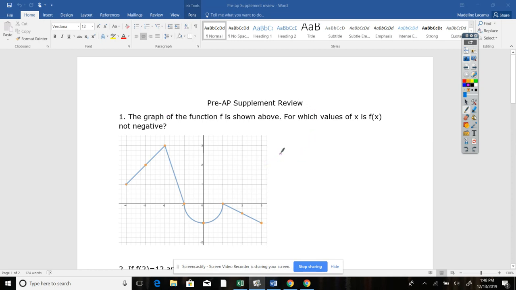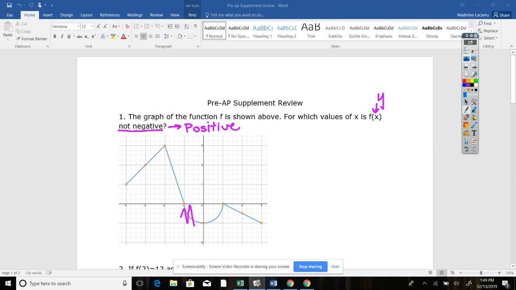So one says the graph of the function f is shown above. For which values of x is f of x not negative? So we know x means x. F of x is the same thing as y. And not negative is the same thing as positive. So basically, we're just looking for all of the y values that are positive.